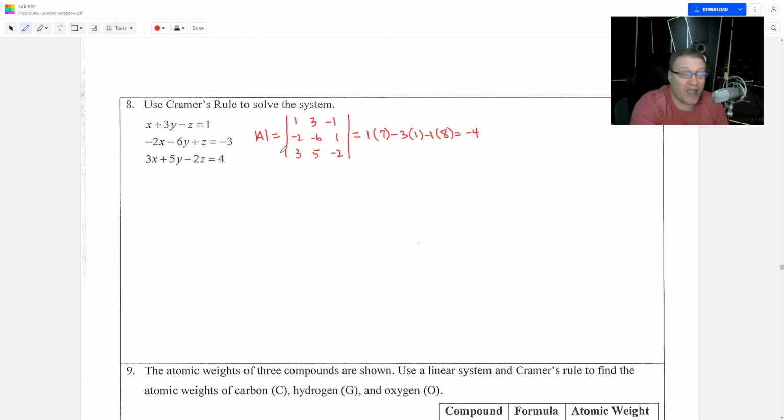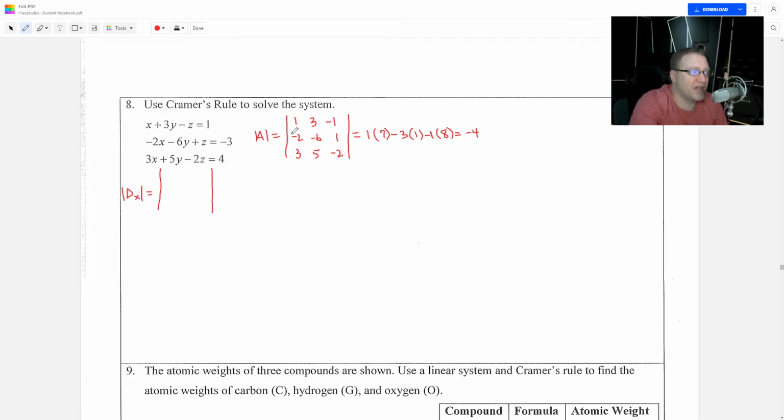Now, that's our A, but we also need to find dx, dy, and dz. So we have a lot of determinants to find. So let's do dx next. We want to find the determinant of the dx matrix. Now, how do we find the dx matrix?